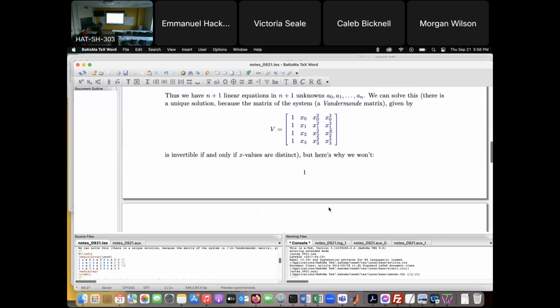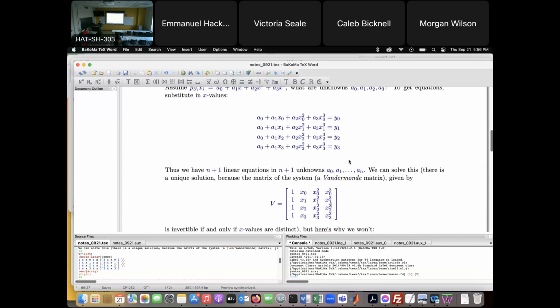Okay, are there any questions about this whole setup of solving the problem this way? It's not terribly interesting, honestly.